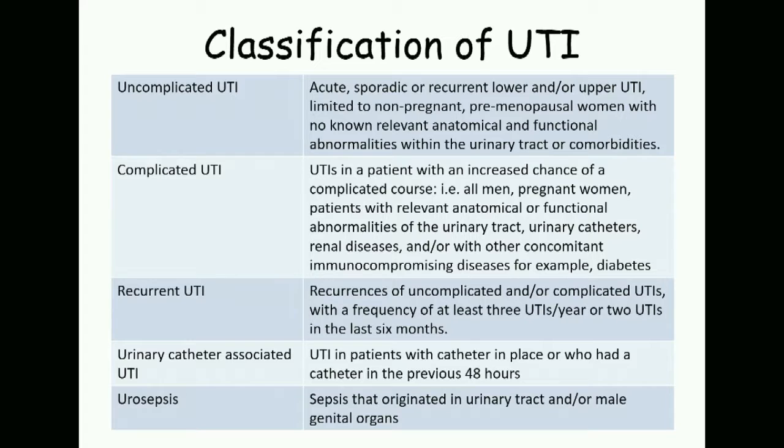Then we speak about recurrent UTIs. By definition, this is the recurrence of at least 3 UTIs per year or 2 UTIs in the last 6 months. And then UTI associated with the catheter, in patients who have the catheter in place, or who had the catheter in place in the previous 48 hours, similar to this generic definition of hospital-acquired infections and so on. And then we have urosepsis.